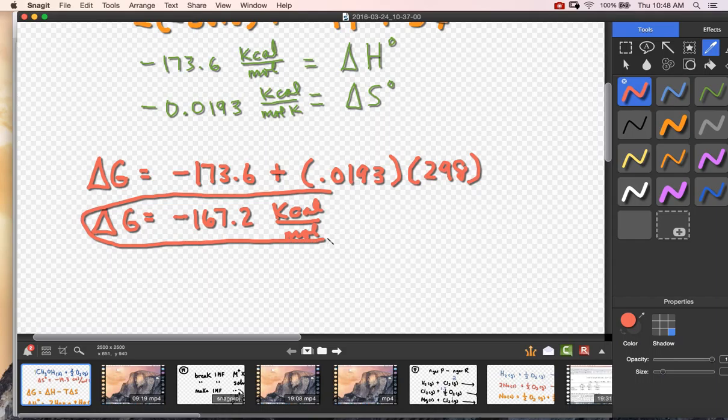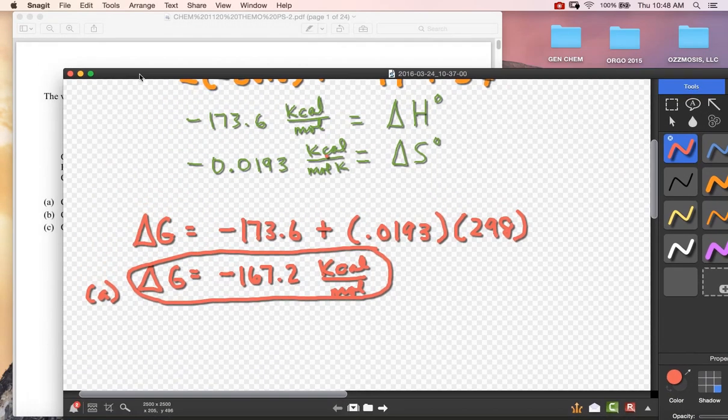Notice we had to do quite a bit of calculating on part A because we had to find the delta H before we could find the delta G. So this is the solution to part A of the first FRQ on this problem set. We can now move on to part B.